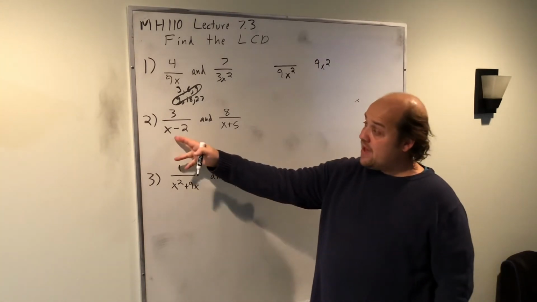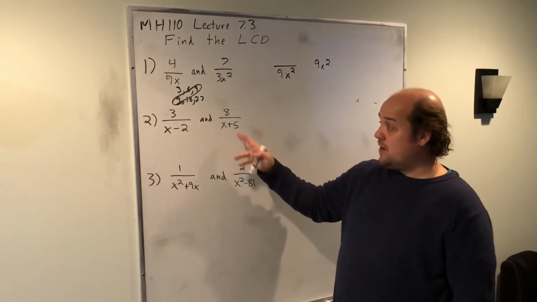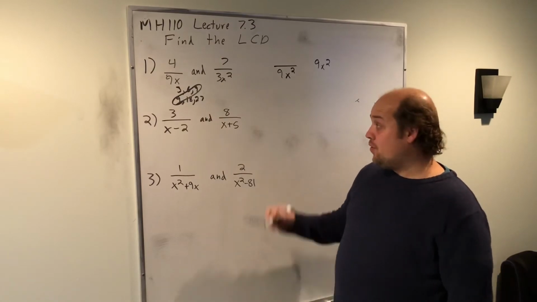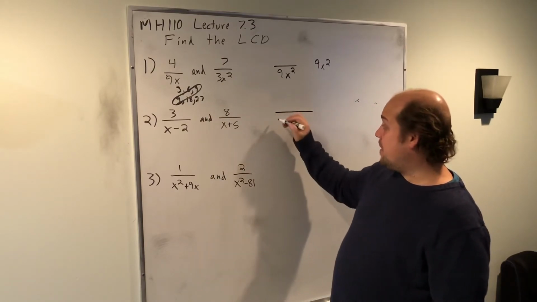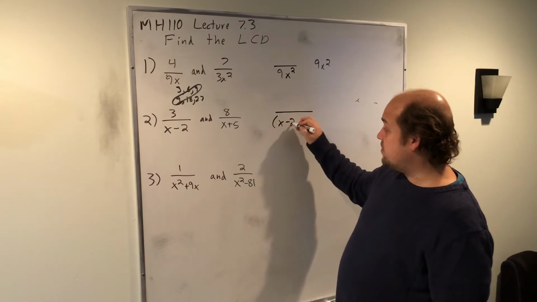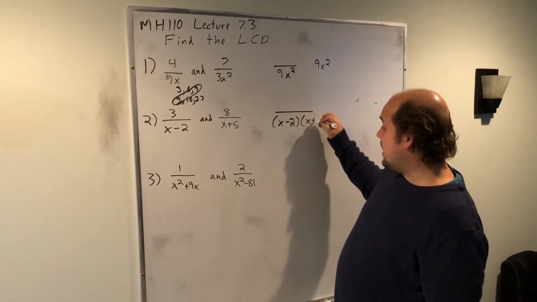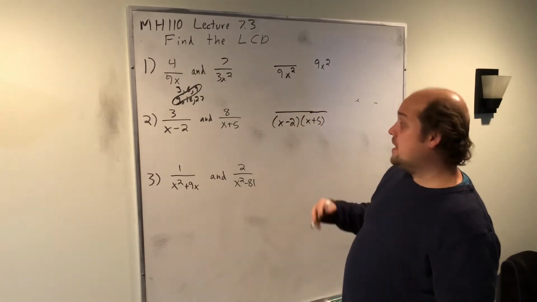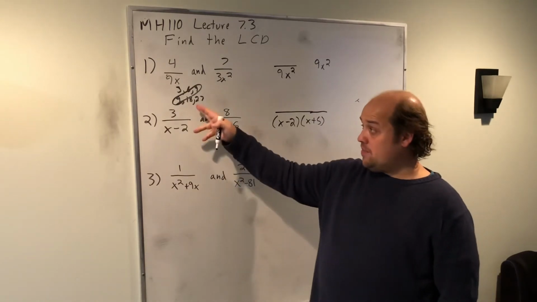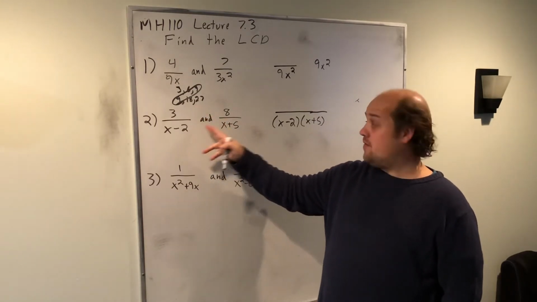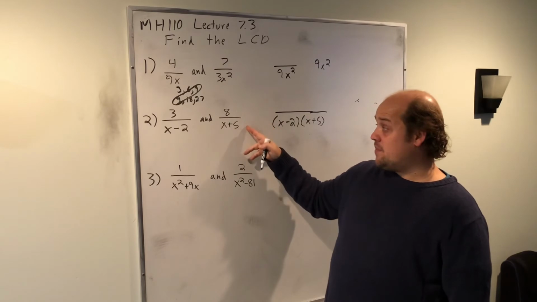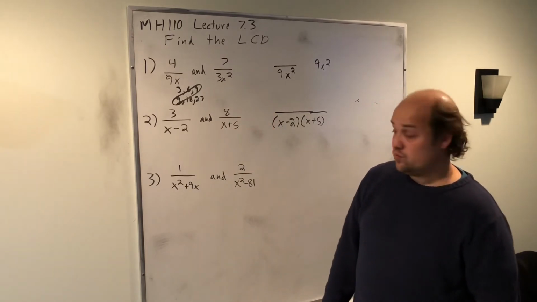When I have factors like this, x minus 2 and x plus 5, the only way to create a common denominator is by multiplying the two factors, x minus 2 times x plus 5. In this case, this would get multiplied by x plus 5 over x plus 5. This would get multiplied by x minus 2 over x minus 2.